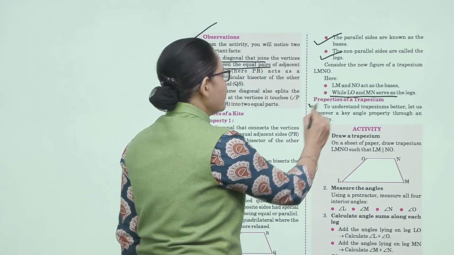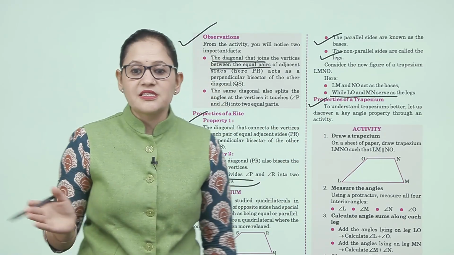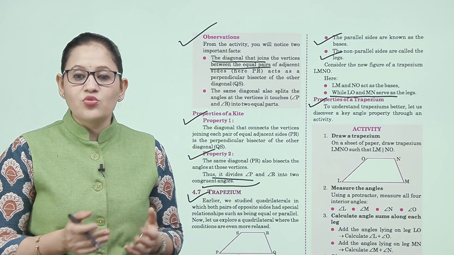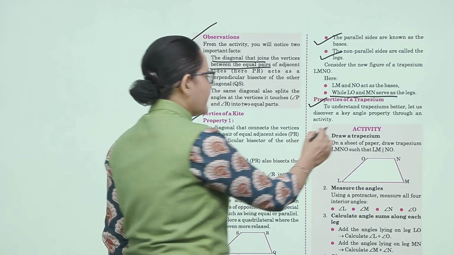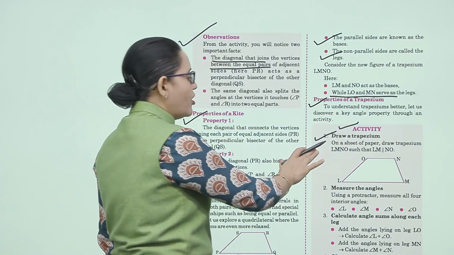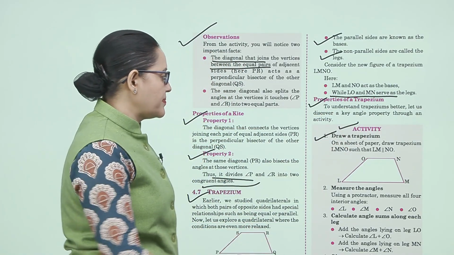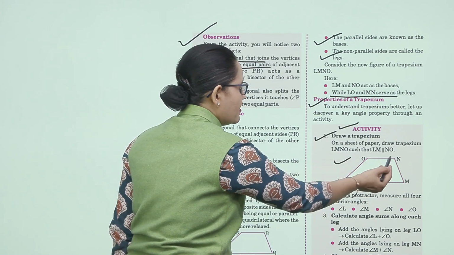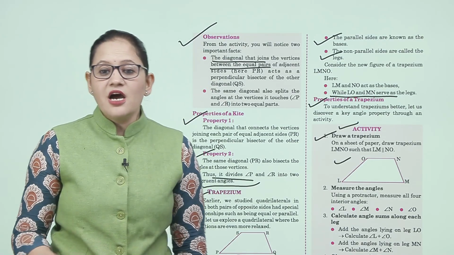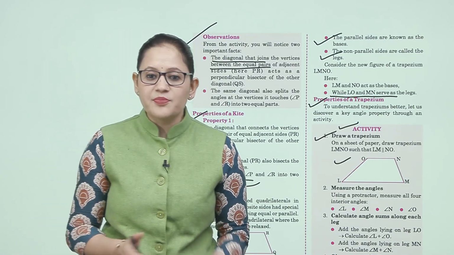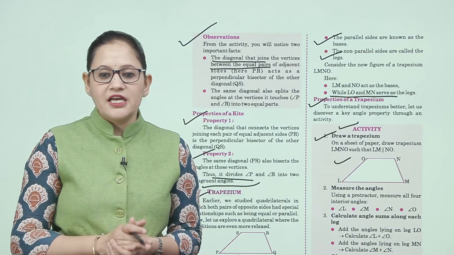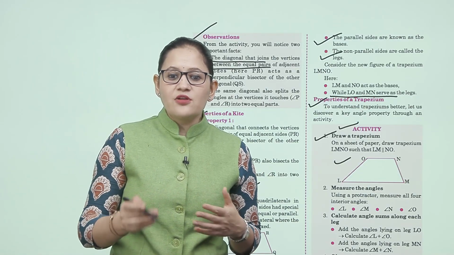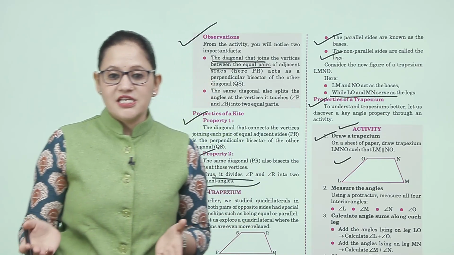Now, properties of the trapezium. To understand the trapezium better, let us discover the key angle property through an activity. Here we have to draw a trapezium. On a sheet of paper, draw a trapezium LMNO such that LM is parallel to NO. Now, we will measure the angles. Using the protractor, measure or fold the interior angles L, M, N and O. Now, calculate the angle sum along each leg.